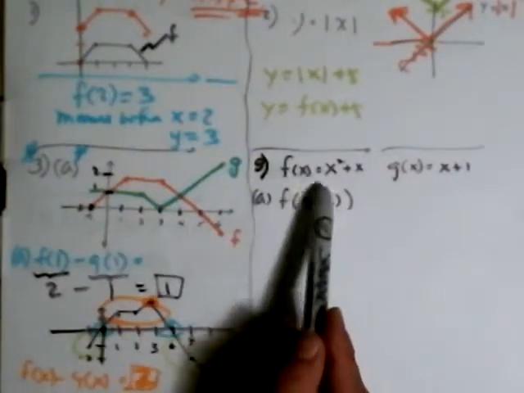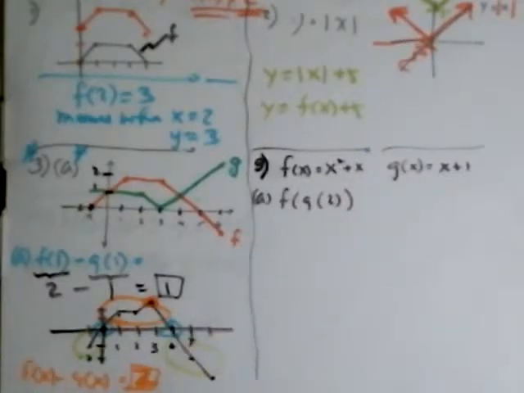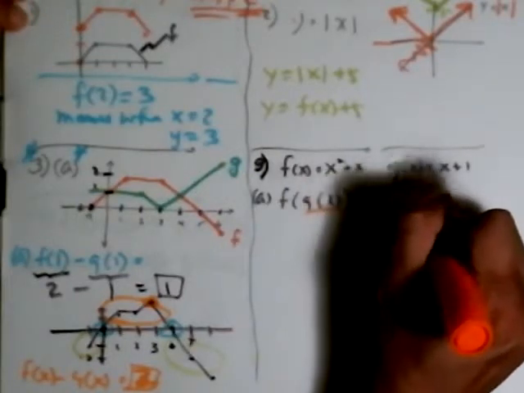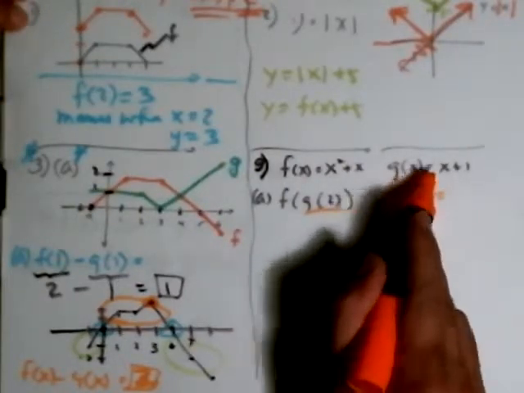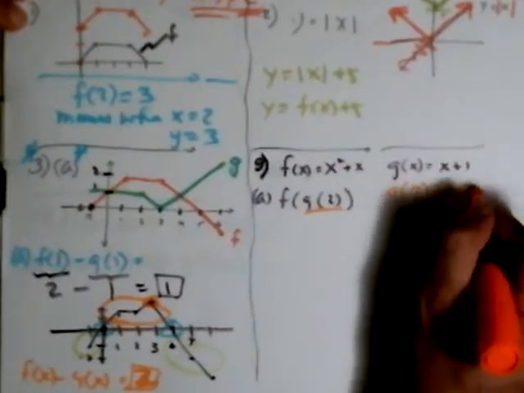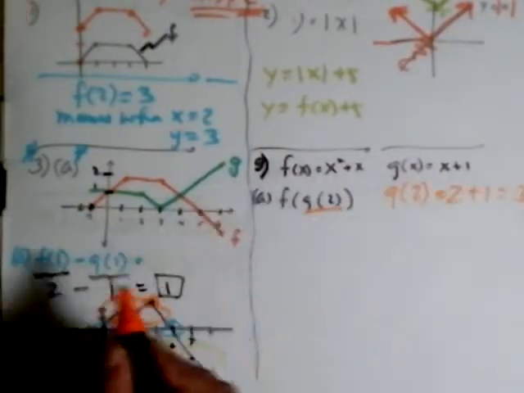Number 9 says here's your f function, here's your g function. Part A says find f of g of 2. Always start with the inside. One more time, always start with the inside. So we start with the inside. What's g of 2? Wherever there's an x, I replace it with 2. So it's going to be 2 plus 1, which is 3.